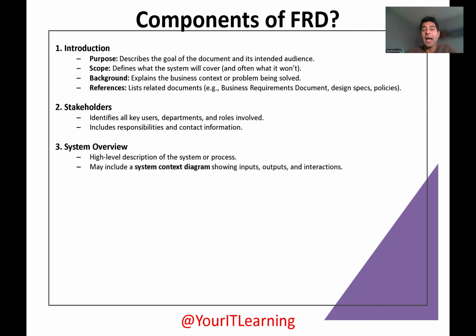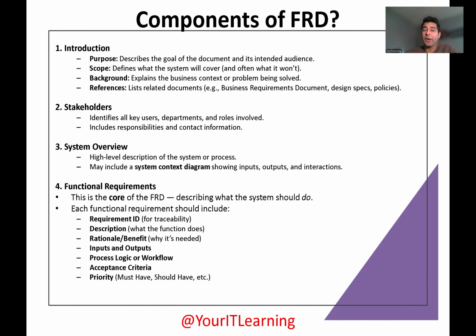System overview: a high level description of the system or process. It may include a system context diagram, showing inputs, outputs, and interactions. Functional requirements: this is the core of the FRD, describing what the system should do. Each functional requirement should include a requirement ID for traceability, description, what the function does, rationale or benefit, why it is needed, inputs and outputs, process logic or workflow, acceptance criteria, and priority: must have, should have, etc.